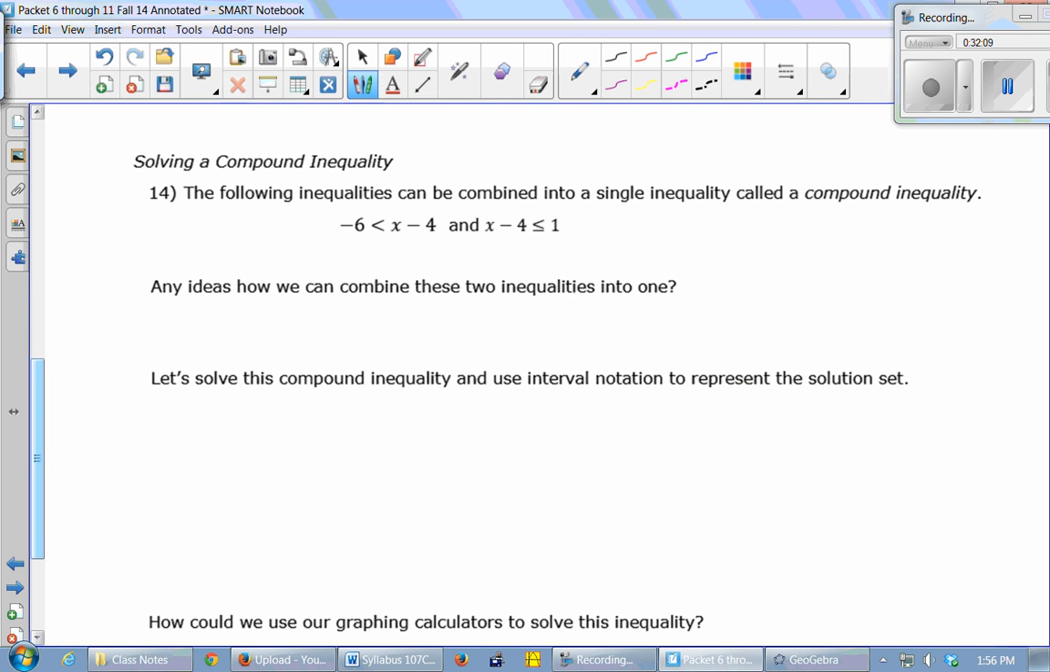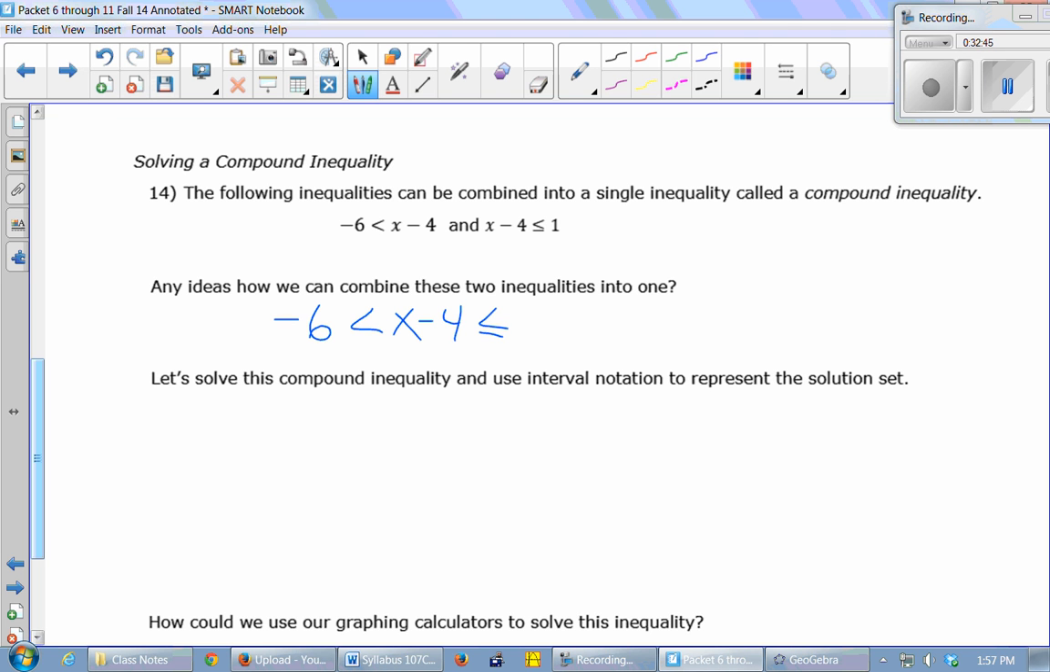All right, compound inequalities. If I told you that x minus 4 is bigger than negative 6, but smaller than 1, could I write that as one sentence? So x minus 4 is smaller than something, and bigger than something else, right? And just remember that the alligator eats the bigger number, right? So which is bigger, x minus 4 or negative 6?